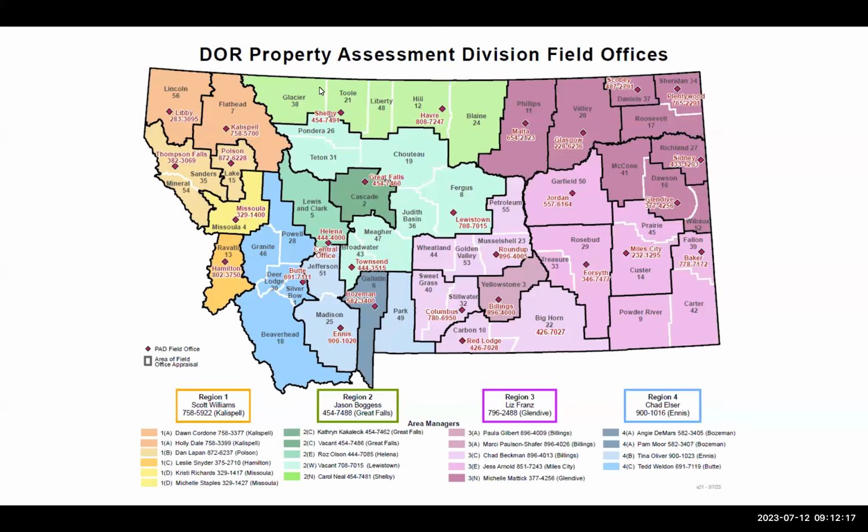Okay, so that doesn't change at all then? That would only change, just like the other percentages for the other classes, if the legislature decides to change it. There is no adjustment from reappraisal cycle to reappraisal cycle. That would only change if the legislature decided to make that change. Thanks, Bryce. Allison, does that help you out?